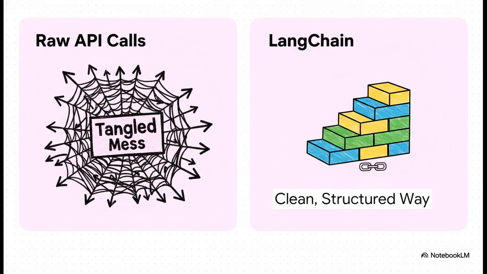And just look at the difference here. On the left, if you're using raw API calls, you're responsible for everything. Managing state, parsing responses, handling all the tool logic. It can become a tangled nightmare. But on the right, with LangChain, you get a clean, structured way to define your prompts, your chains, and your tools. It makes your code so much more maintainable.